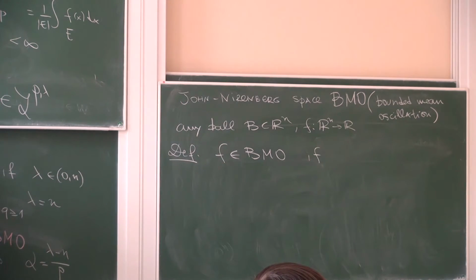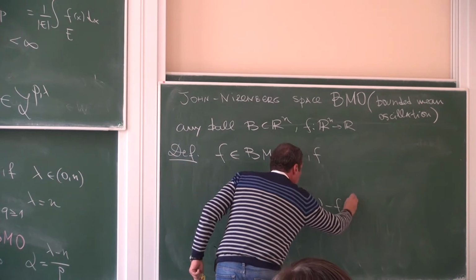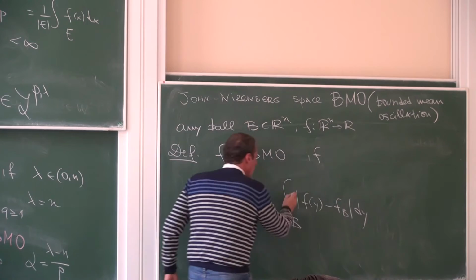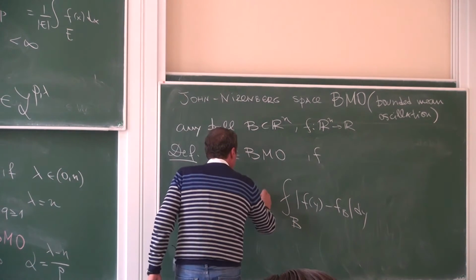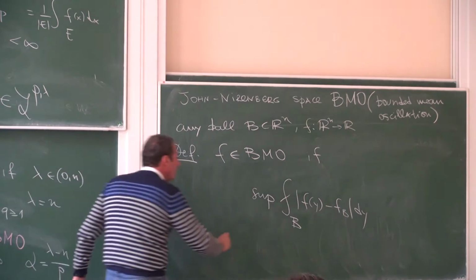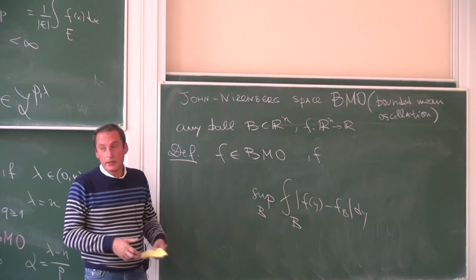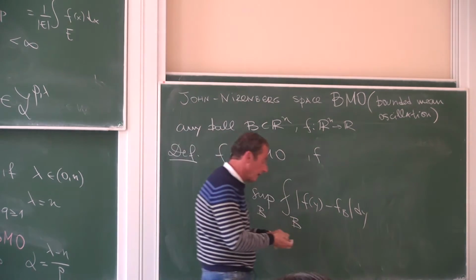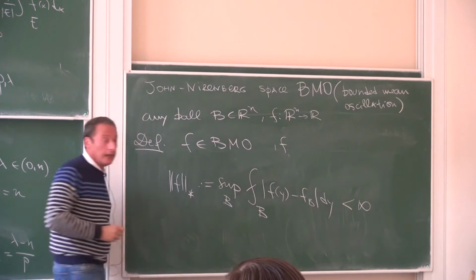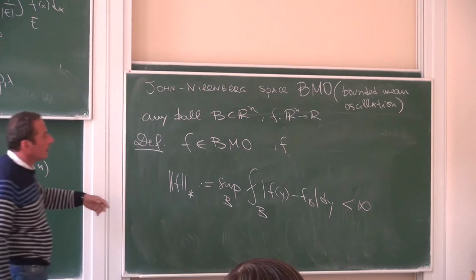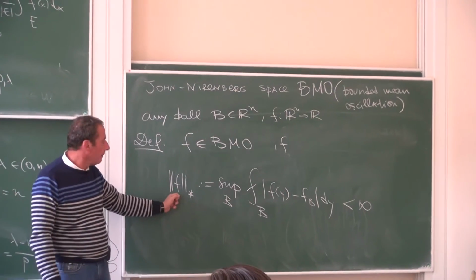You are proceeding more or less like here. You are considering the oscillation of the function f over a ball B. You are taking the mean oscillation, so dividing by the volume of the ball B, and then you are taking the supremum of this quantity with respect to all balls B. So small or large balls is independent. In case this quantity, which is called of course mean oscillation, is bounded, it defines a semi-norm. So in case this quantity is bounded, then the function stays in this space. The supremum of the mean oscillations is denoted this way, and it defines a semi-norm.